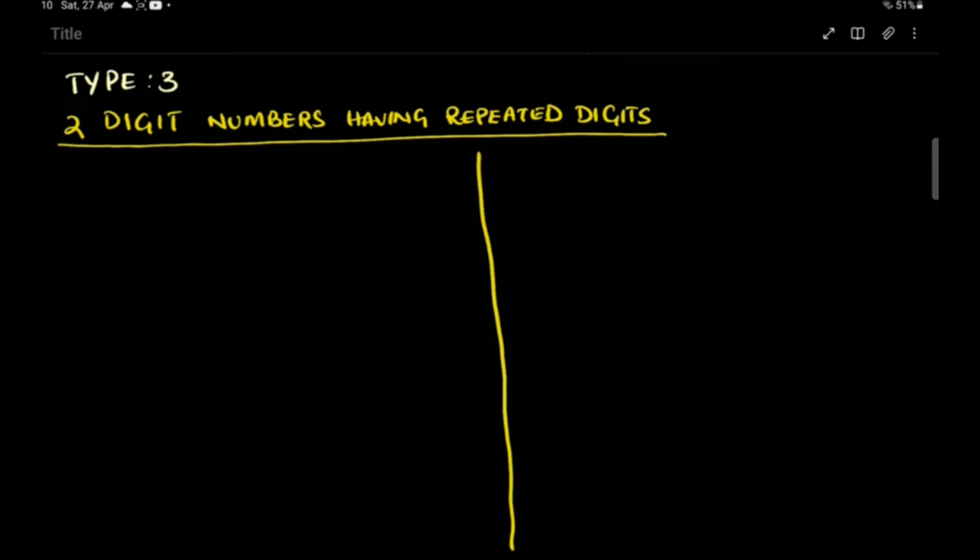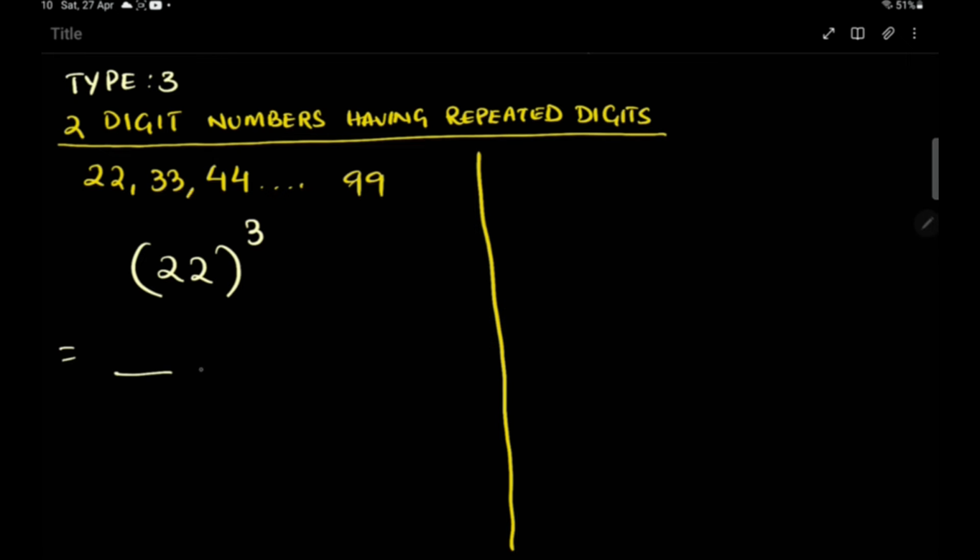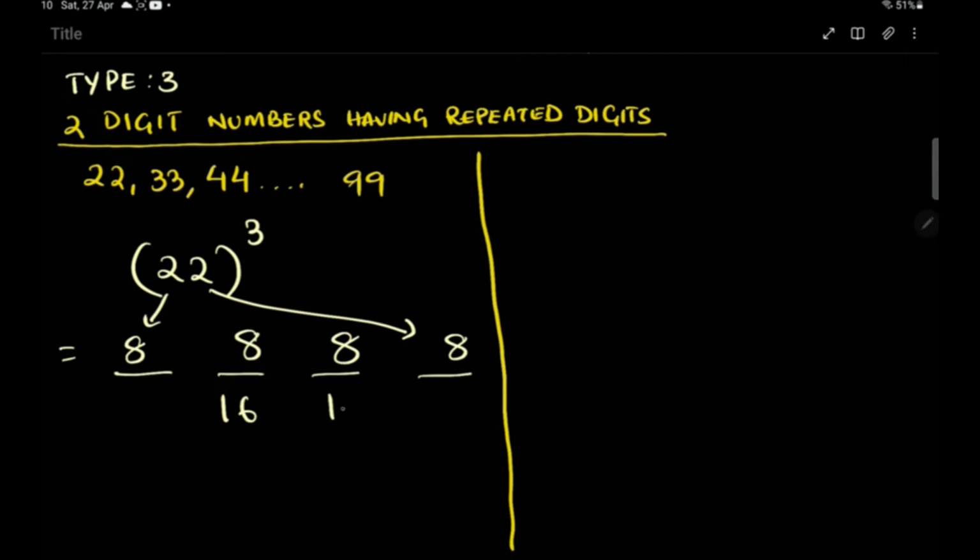Now let us discuss the third type of numbers where the digits are repeated. For example, the numbers are 22 or 33 or 44, like this up to 99. Let us try to find the cube of the number 22. We can write the answer like this. 2 cube is 8 and 2 cube is 8. We'll write 8 also here, 8 also here, and the double of 8 is 16 and double of 8 is 16. Now simply add all these numbers.